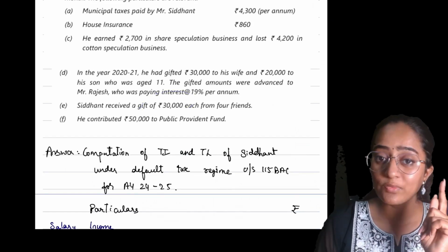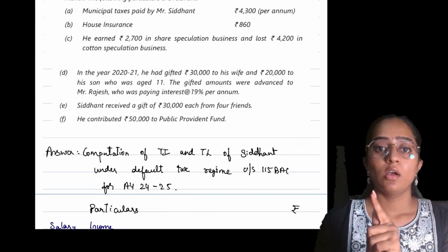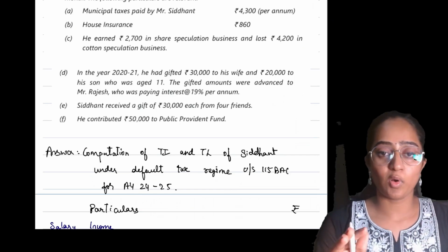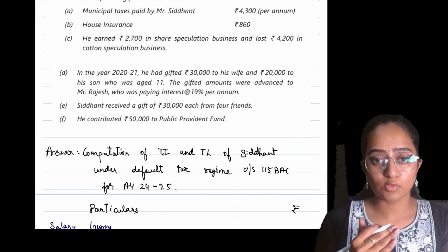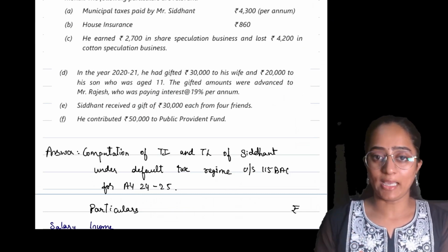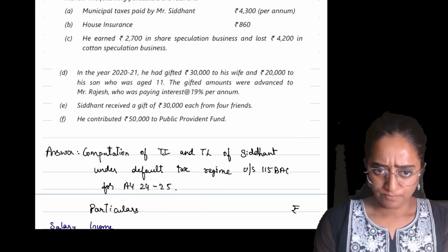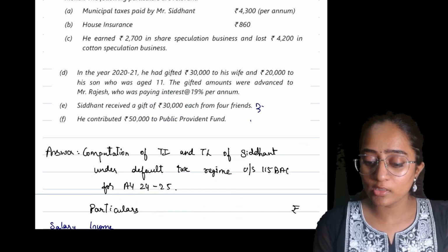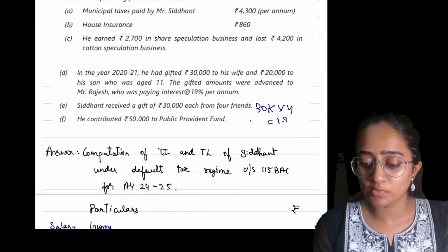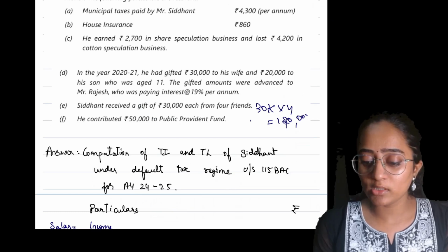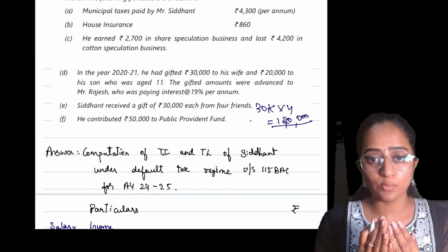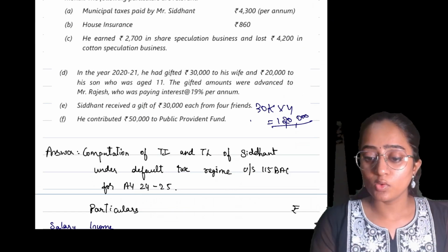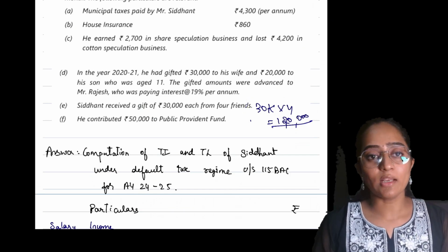Siddhant received a gift of 30,000 from 4 friends. People think about the gift provision, section 56(2)(x). What does this gift provision state? The gift provision states if you are receiving gifts in excess of 50,000 rupees, then it is going to be fully taxable. Less than that, fully exempt. From each friend, I'm receiving 30,000. So, total gift which I've received is 30,000 multiplied by 4, which is going to be 1,20,000. Correct? 1,20,000 is more than 50,000. No, it is not 50,000 per person. It is 50,000 which I've received in total. So, 30,000 multiplied by 4, 1,20,000.